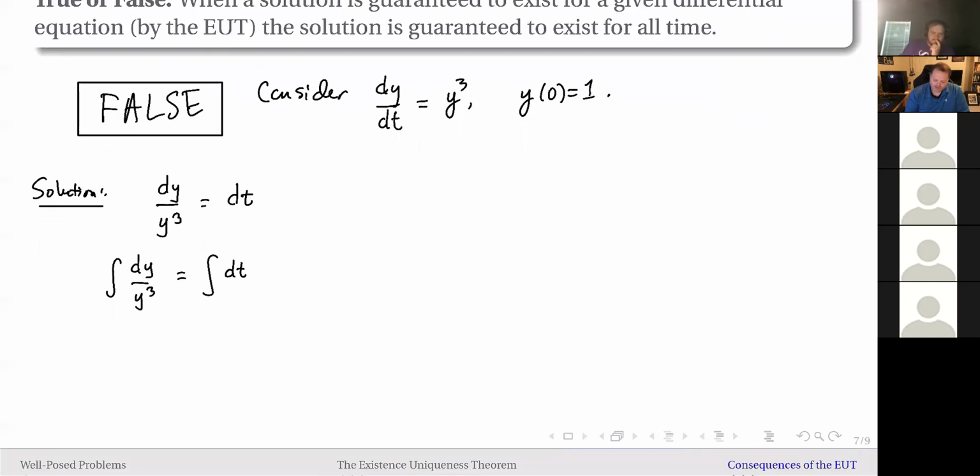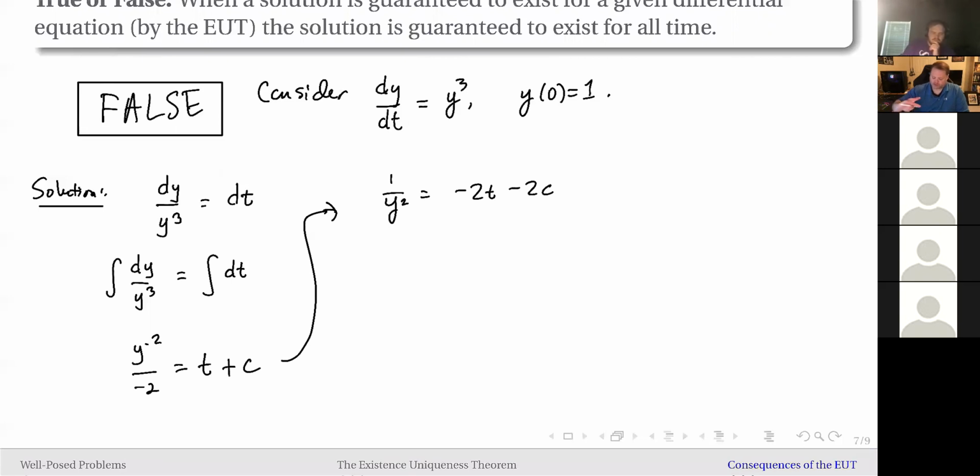I will obtain, let's see, this is y to the -3, so that'll be y to the -2 over -2, equals t plus a constant. So if I multiply through by -2, I get y to the -2, or 1 over y squared, is -2t minus 2c. I then want to swap. I want to get my y up in the top, so I'm going to take the reciprocal of both sides. So y squared is 1 over this.